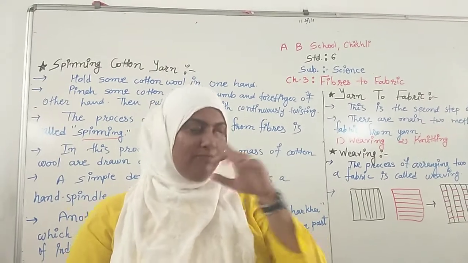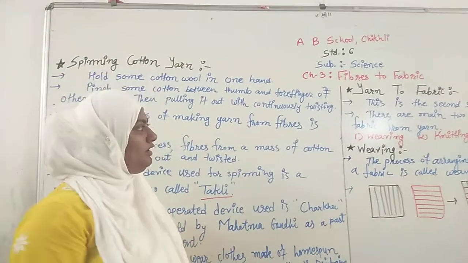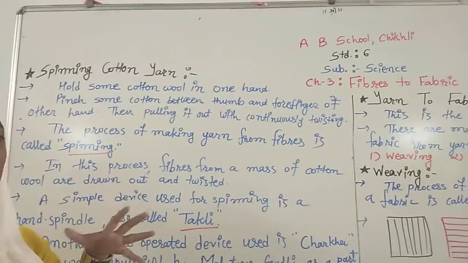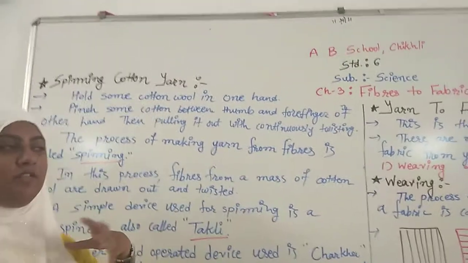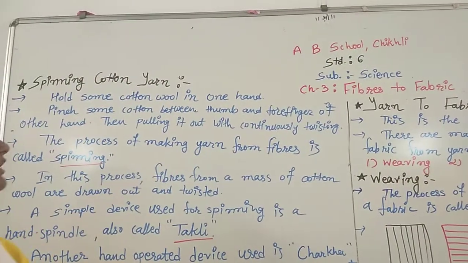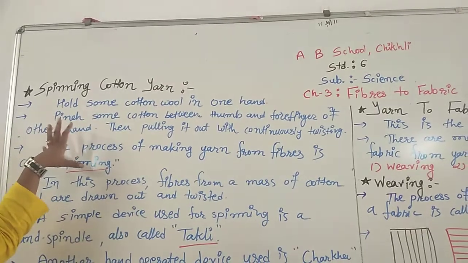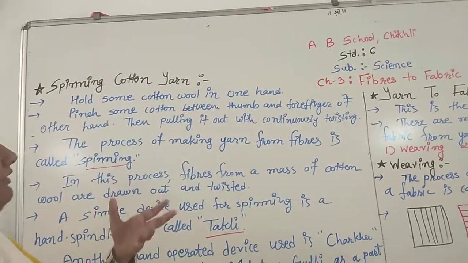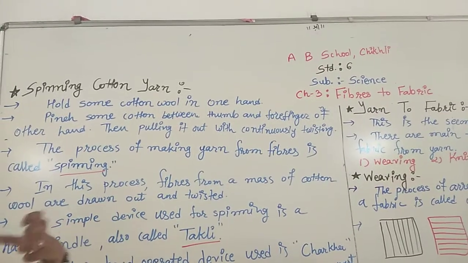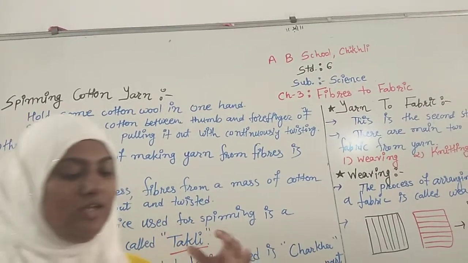Now in today's lecture we will learn how yarn is made. Our topic is spinning of cotton yarn. In this topic, an activity is given in your book.